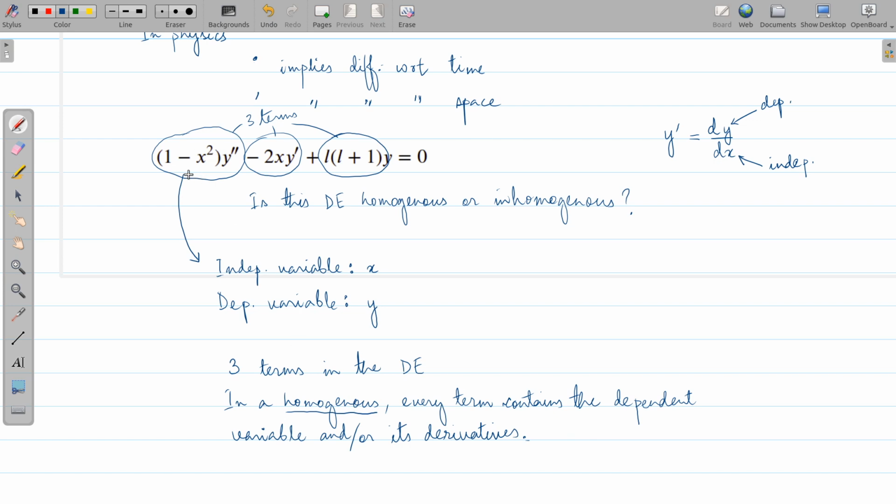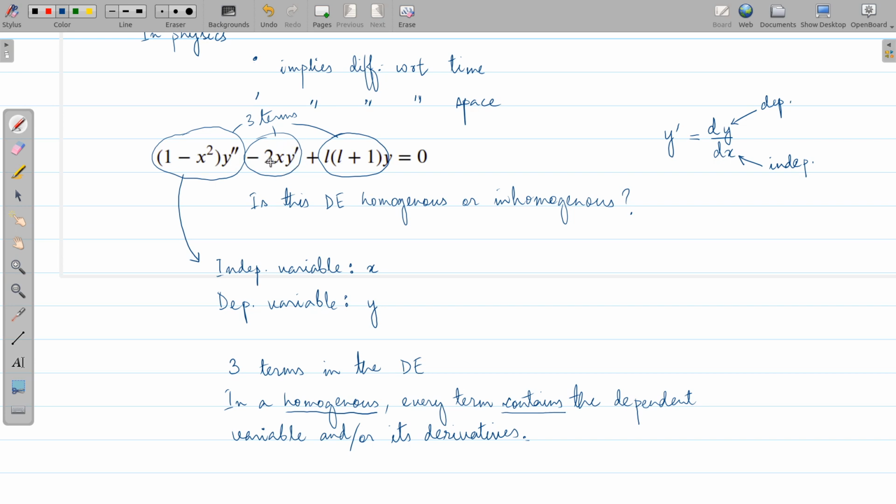Okay. So the first one, does it contain y or its derivatives? Yes, it does. Second term, it does, right? Third term, Sir, only dependent variable. No, not only. It can contain the independent variable, but it has to contain the dependent variable and or its derivatives. Just ask yourself this question: does the first term contain the dependent variable and or its derivatives? Yes, it contains y double prime.